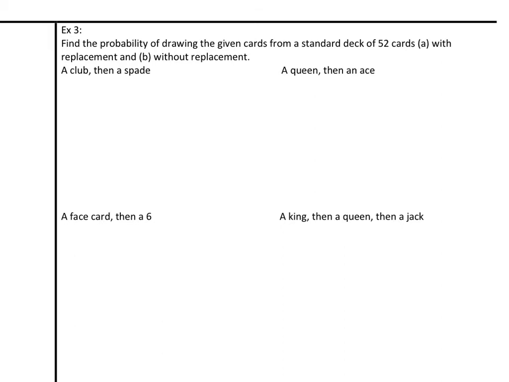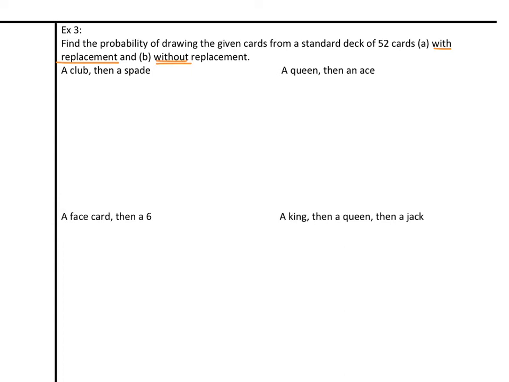Our final group of examples looks at probability with a standard deck of cards. We'll look at what it means to be independent events, and then we'll look at what it means to be dependent or have conditional probability. It says find the probability of drawing the given cards from a standard deck of 52. We're going to do one with replacement and then one without replacement. With replacement means you pick a card, you put it back in the deck, and then you pick a second card. Without replacement means you pick a card, set it off to the side, and then pick your second card. That will change the probability. Let's take a look at some examples.